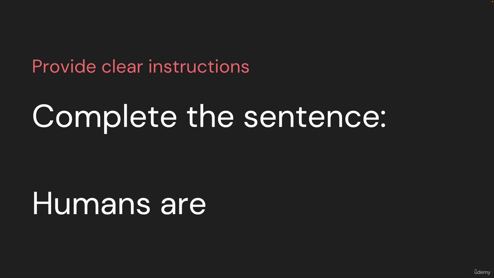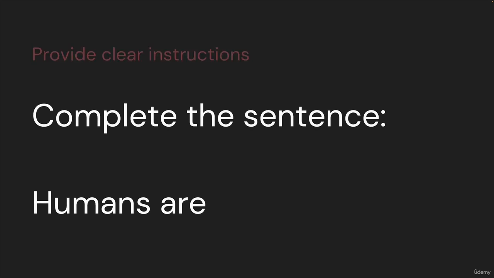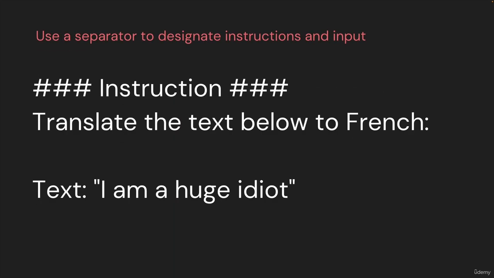Something that I found to be less important, however, the docs do recommend, is using a separator to designate your instructions and then any input or context or data. So they recommend on the OpenAI documentation using 3 pound symbols, octothorpes, whatever you call these, or using triple quotes, something to separate out the instruction versus the rest of the text.